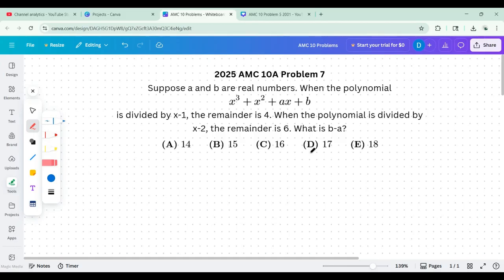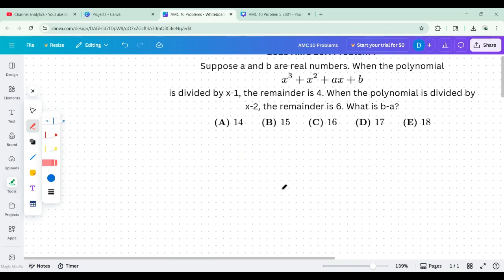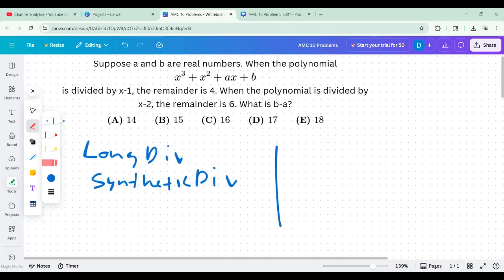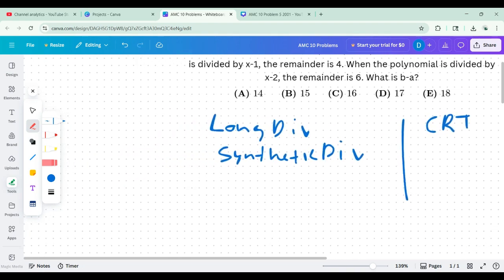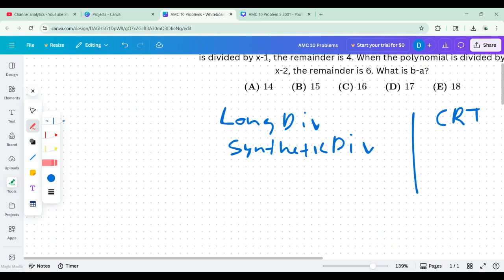Now we're going to move on, and there are 2 main ways that you can solve it. Number 1, you can either use long division or synthetic division, any form of division with polynomials that will work, or you can use the Chinese remainder theorem. And we'll talk about both methods. The second one is more for experienced people that know the Chinese remainder theorem.